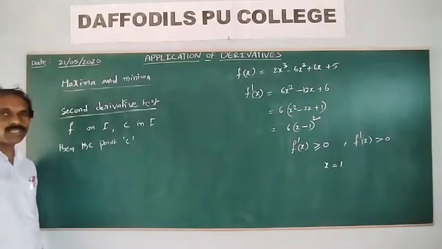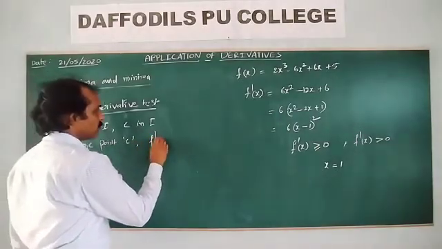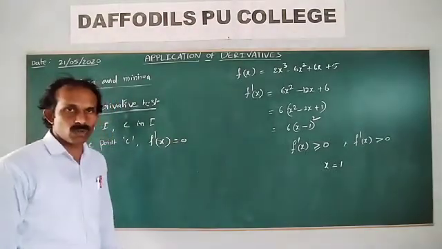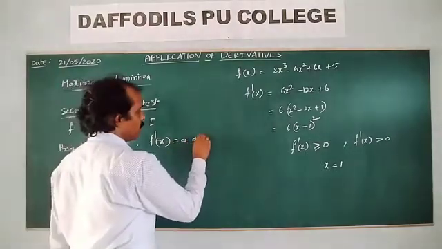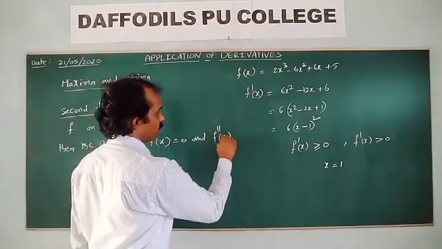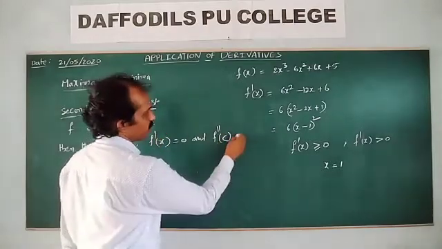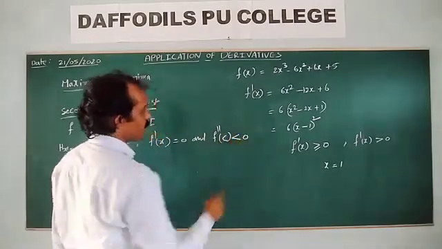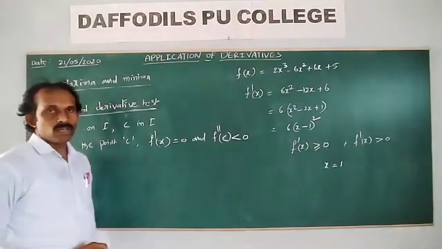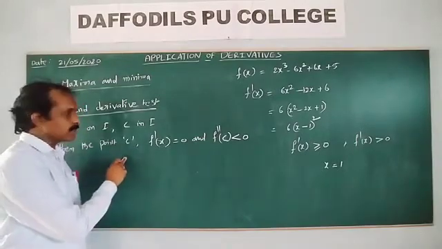The point C is local maximum when f dash x is equal to 0 and f double dash c is less than 0. Then the point C is called local maximum, point of local maximum.